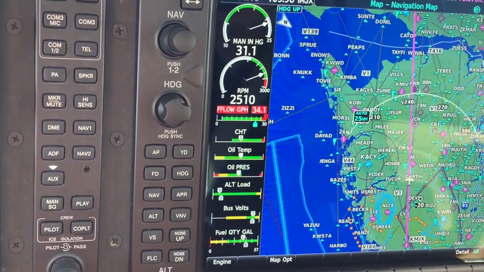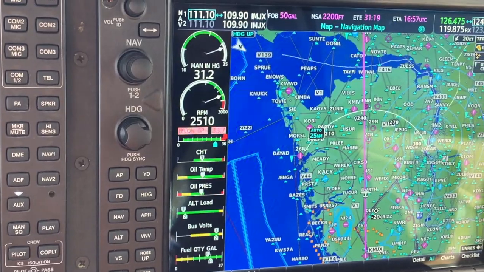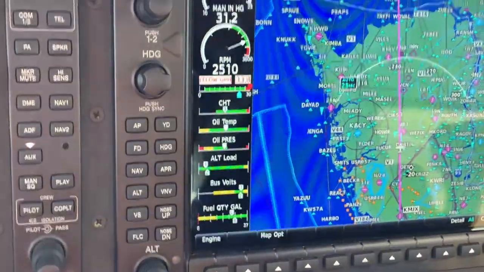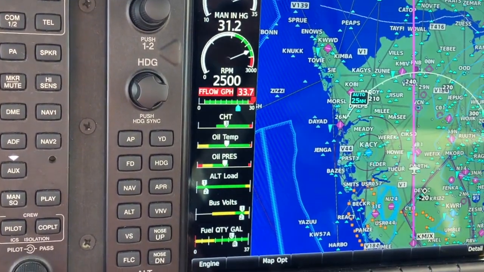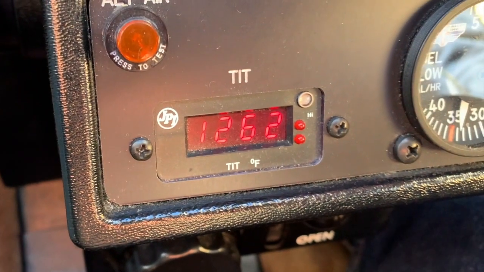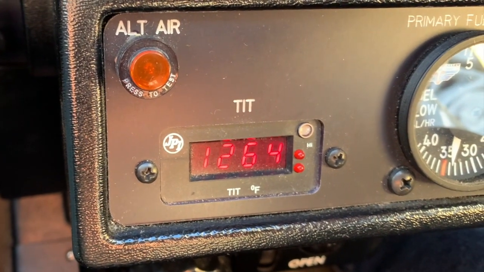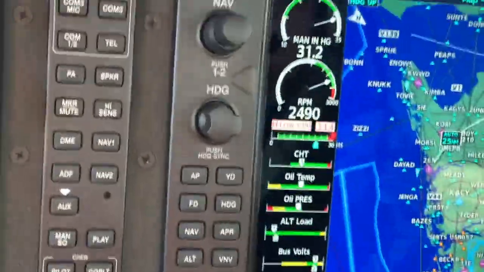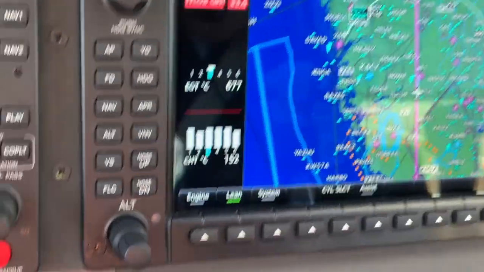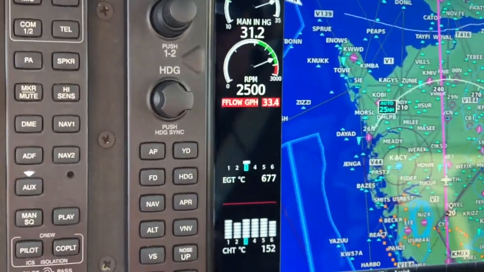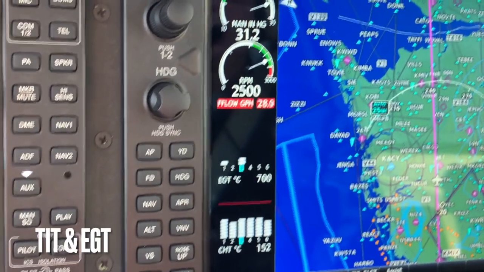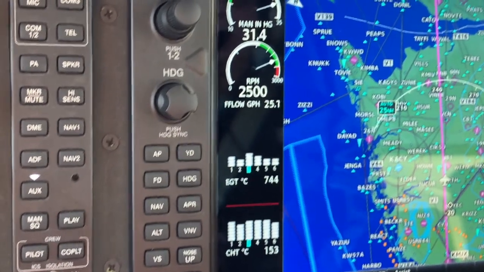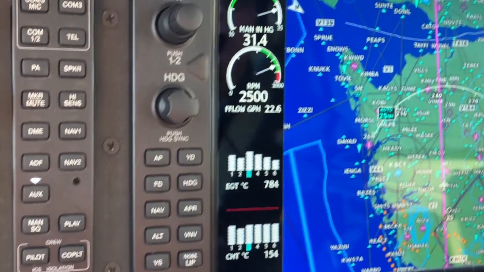The leaning process is fairly simple. Once you get the aircraft at altitude, in a cruise mode, reduce the RPM to 2500 and then start reducing the fuel flow from its current state to 20 gallons. At 20 gallons, then you slowly start reducing the fuel flow until the EGT peaks, and simultaneously you'll see the TIT peak because the EGT's collective gases create the TIT.